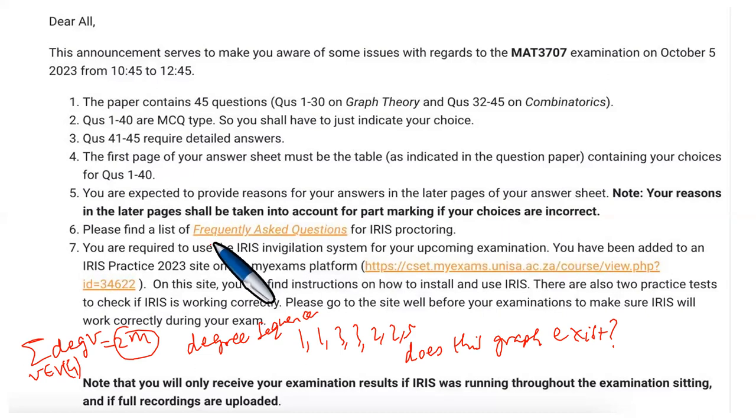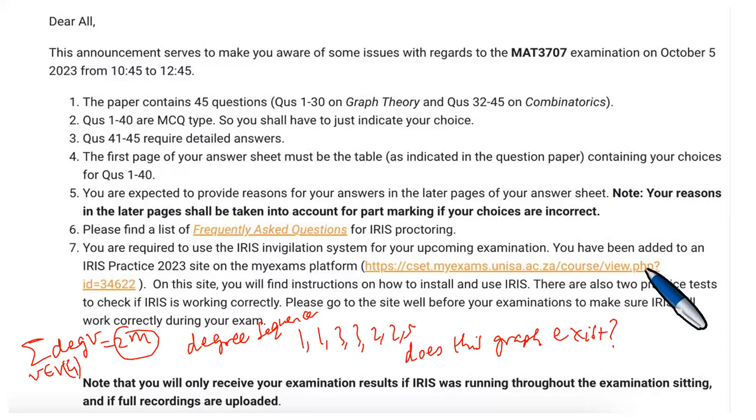All right, please find a list of frequently asked questions for the Iris proctoring. You're required to use the Iris invigilation system for your upcoming exam, so you obviously need to practice this. Please get your Iris running properly. There are times when Iris gets stuck and you need to restart it, so make sure you have the right installation and that it runs properly and is embedded in your Google Chrome or Mozilla Firefox.